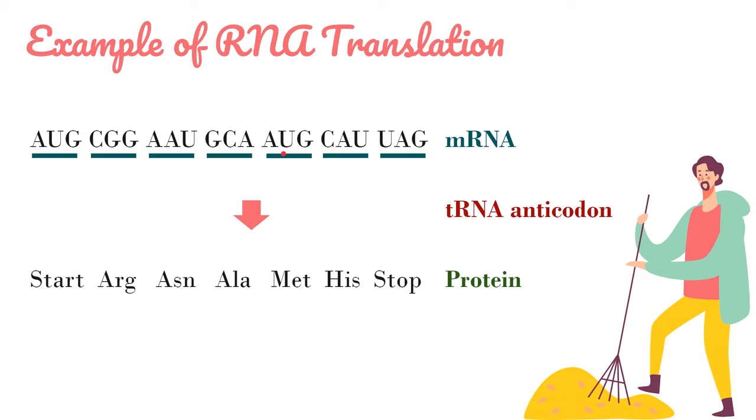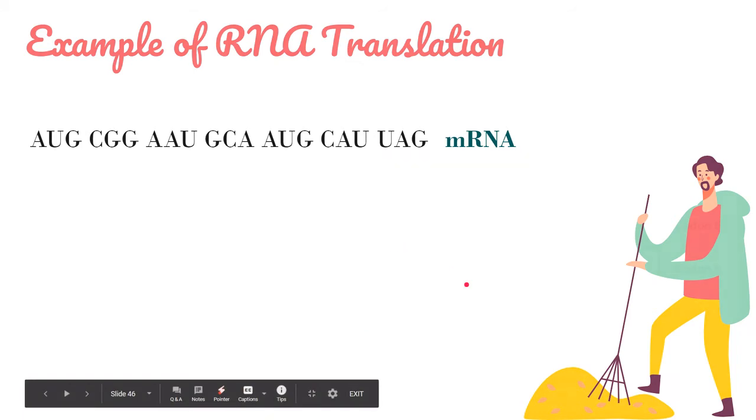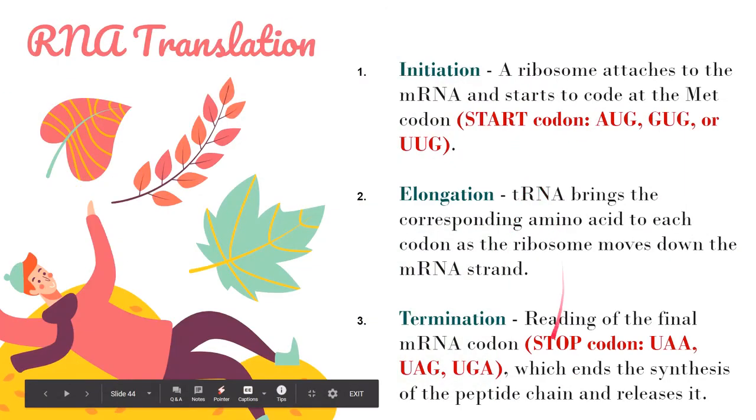in the middle of the mRNA strand, you will not write start here, but you will write methionine instead. Okay? Then CAU for histidine, and then UAG, that's a stop codon. So again, you have start and stop codons. Your stop codons are UAA, UAG, and UGA.